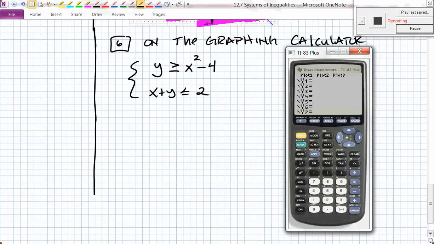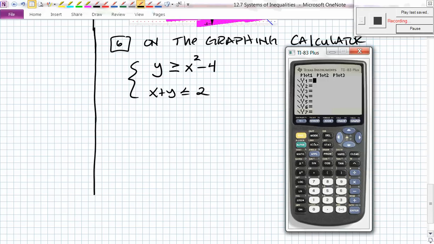All right, the first equation that we have is a parabola, right? It's x squared minus 4. And where's the vertex for that parabola? No, not 0, 0. 0, comma, it's staring you in the face: negative 4. Yeah, right? Let's move down 4.